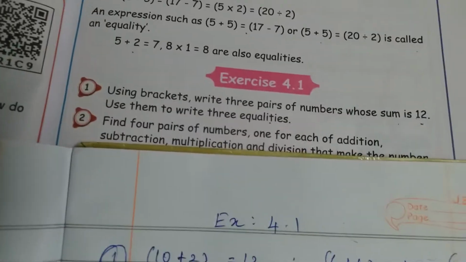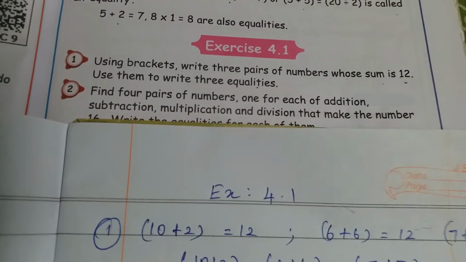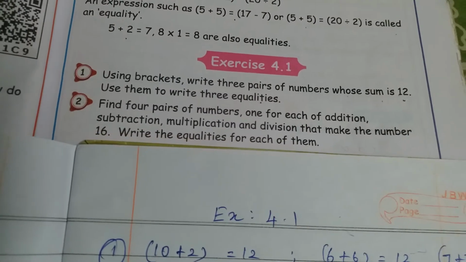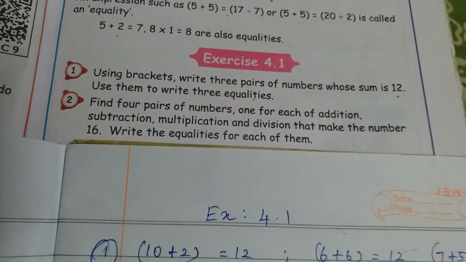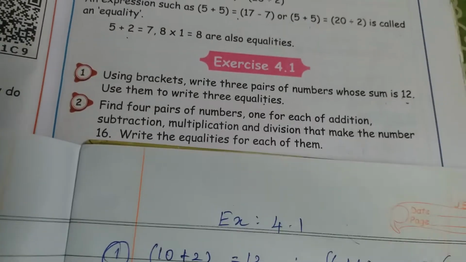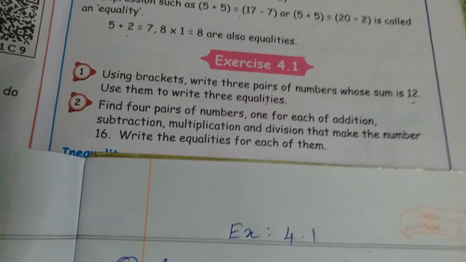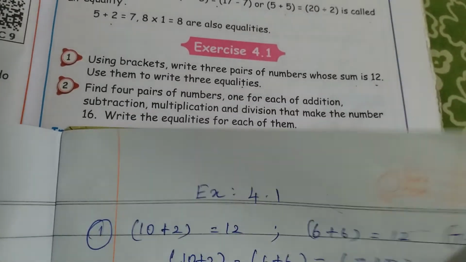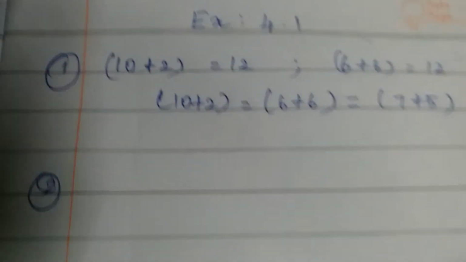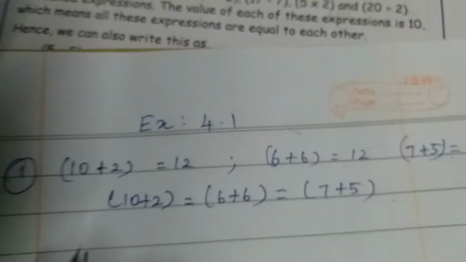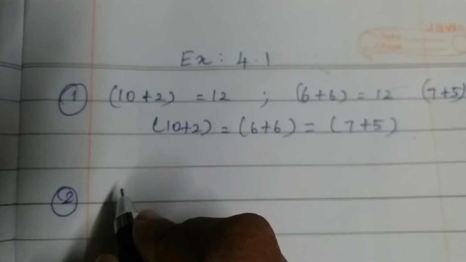So next one is second sum. Find 4 pairs of numbers, one each for addition, subtraction, multiplication and division. So here we are going to find 4 operations for the number 16. When we add 2 numbers, we should get 16. When we multiply 2 numbers, we should get 16. When we divide 2 numbers, we should get 16. And when we subtract 2 numbers, we should get 16. So first one is, what can we write?